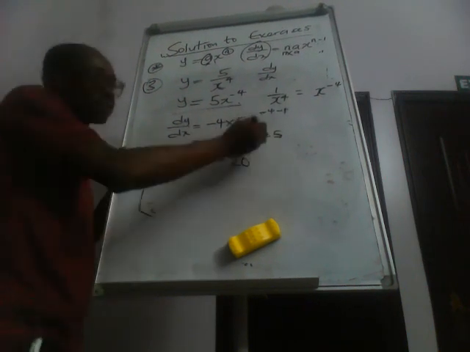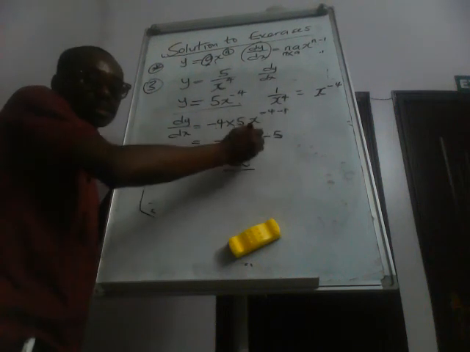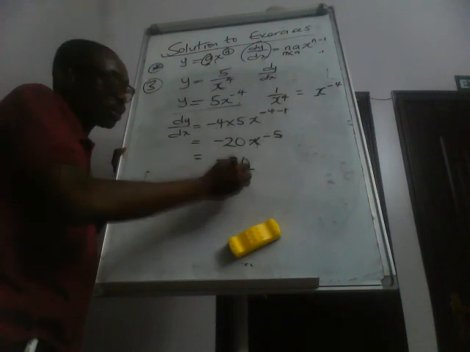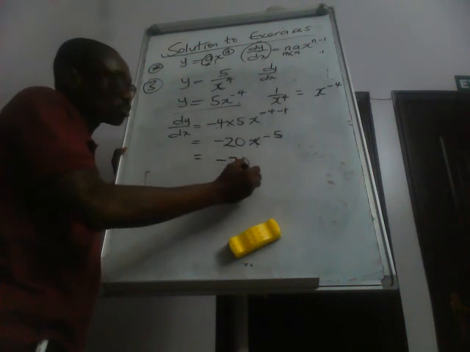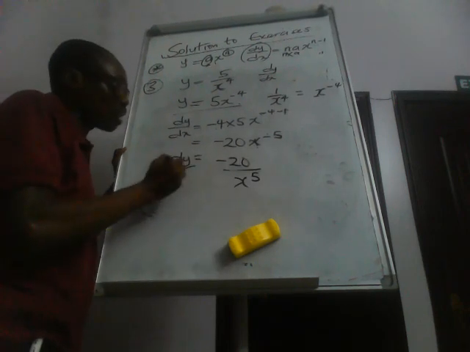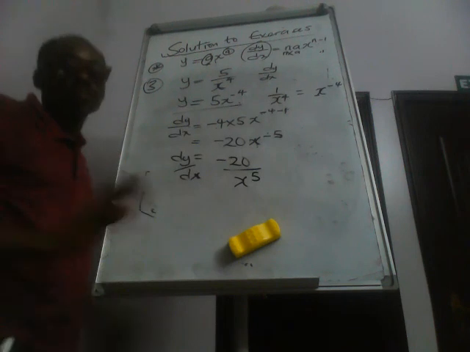But we can still apply indices here and transform this. We bring the x with the power down to the denominator, and when it comes down, the power changes to positive. So we're going to have minus 20 over x raised to power 5. So this is our final answer. dy/dx is equals to minus 20 over x to the power 5.